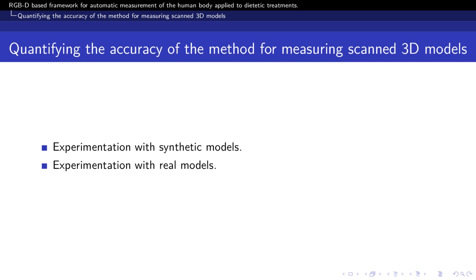In order to quantify the precision of this system, we have carried out two types of experimentation. In the first experimentation, we have created different synthetic models using Blender, and we have measured them to know the error of the measuring algorithms. In the second experimentation, we have taken measurements using models scanned by our framework in order to know the whole system accuracy.